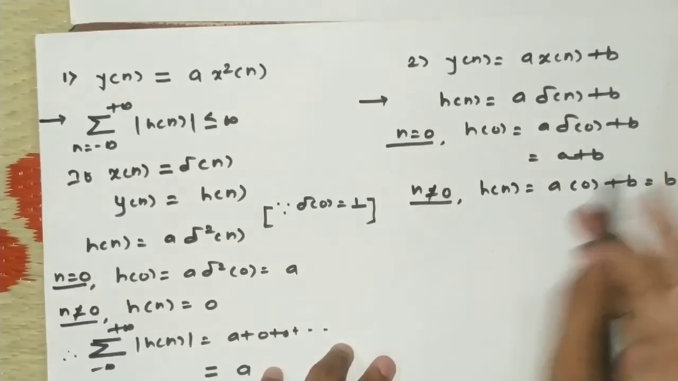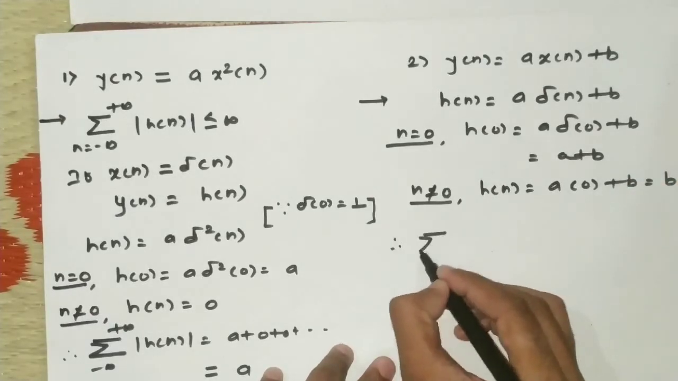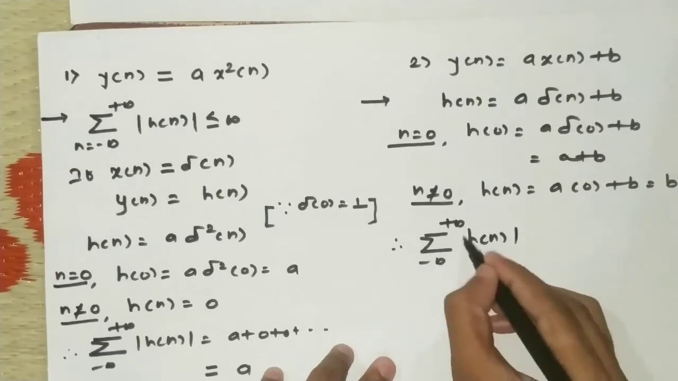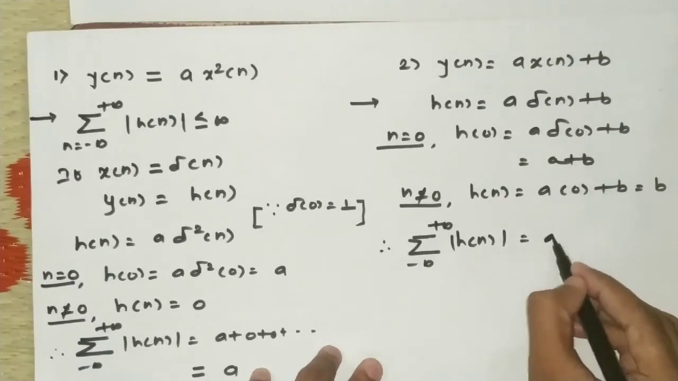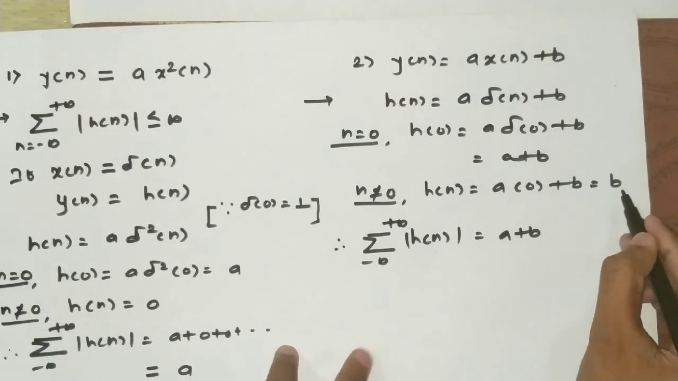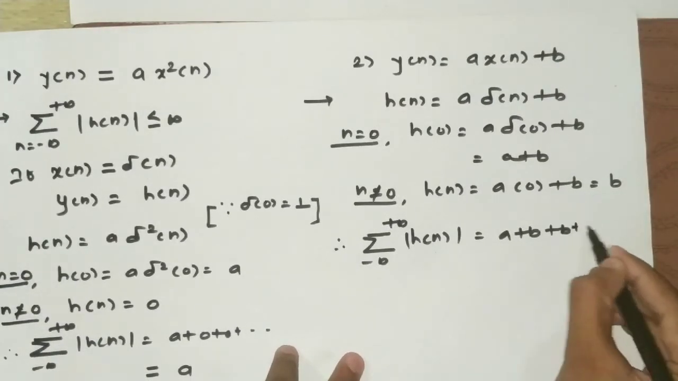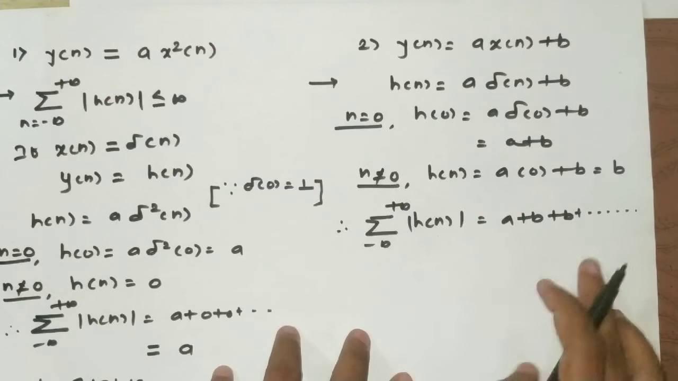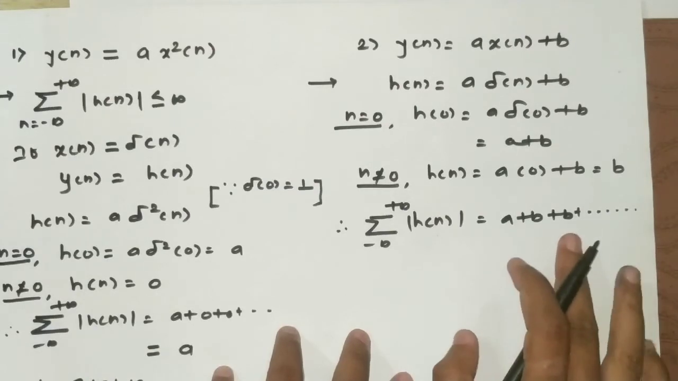Now we'll add all those sample values. We'll write this as minus 2 plus mod h(n) will be a plus b, and for all the values it is going to be b, so we'll get b plus up to infinity. That means it will have an amplitude, it is going to be b. Now if you consider this condition, it will never end.